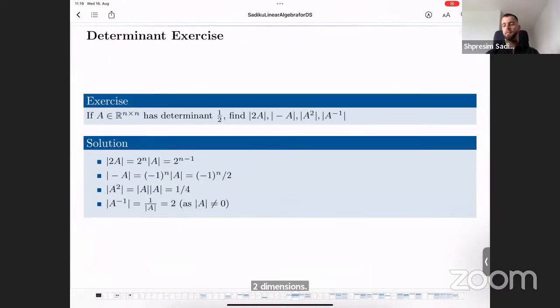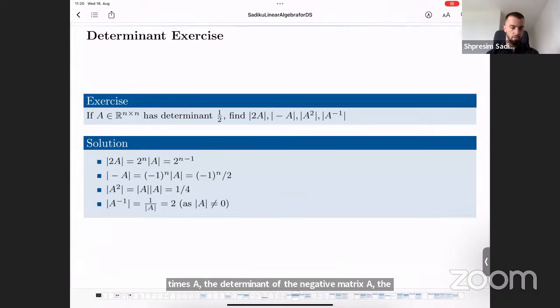One very simple exercise that we could do with determinants is this: if we have a matrix A, which has a determinant of 1/2, then we want to find the determinant of the matrix 2 times A, the determinant of the negative matrix A, the determinant of the squared matrix, and the determinant of the inverse.